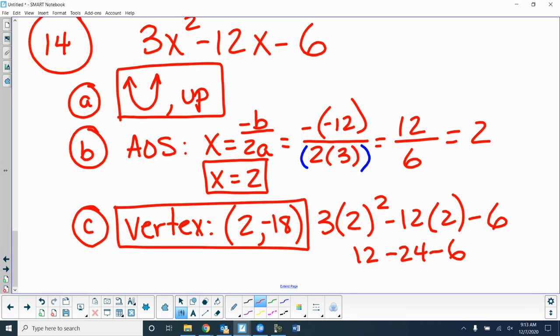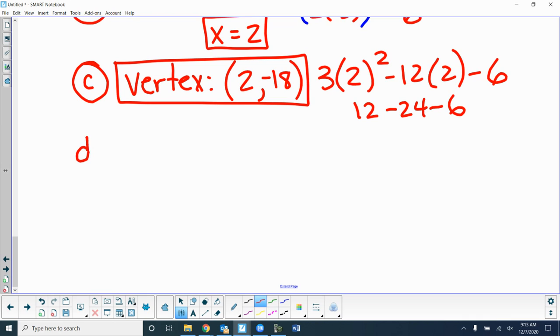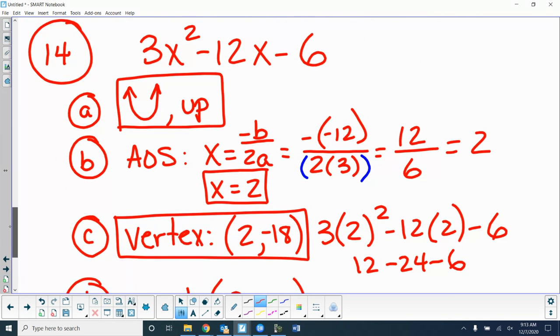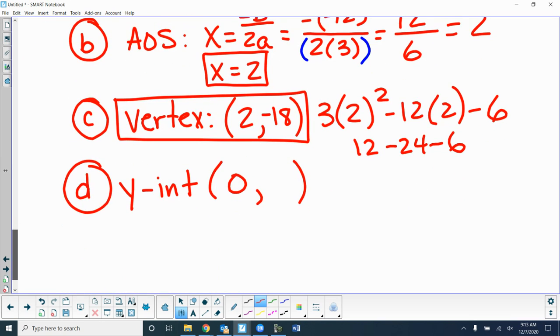All right? The easiest part of this, number 4, or D, is the y-intercept. It's always 0 something. And it's your C value. What's our C value? Negative 6. Yes.